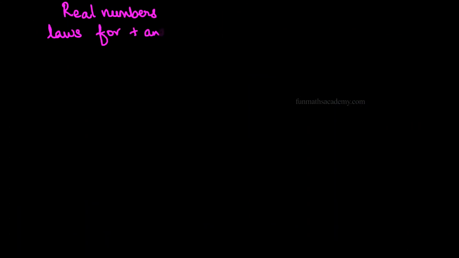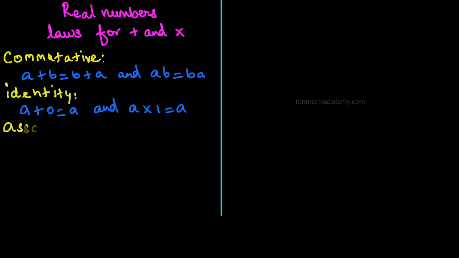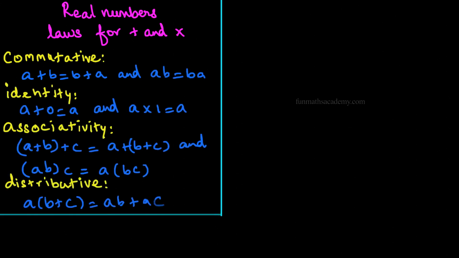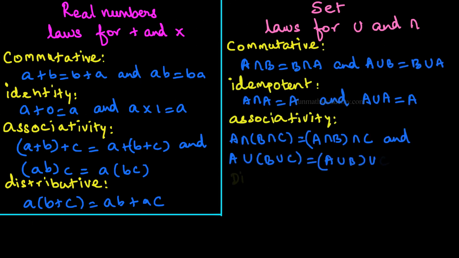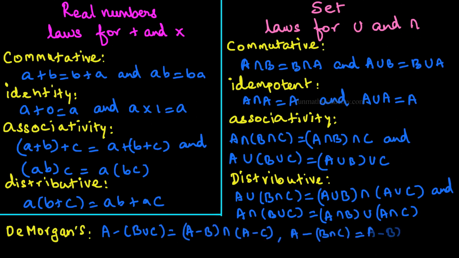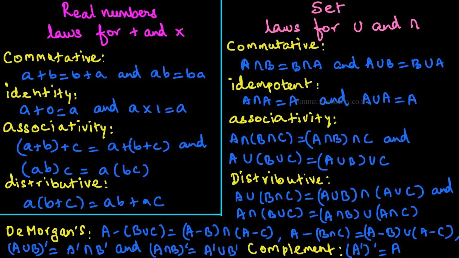Just like how for real numbers we have laws like commutative, identity, associativity, and distributive, same way for sets also we have laws like commutative, idempotent, associativity, distributive, De Morgan's law for set difference, and De Morgan's law of complementation. The difference is that in real numbers we have addition and here in sets we have union, and instead of multiplication we have intersection here. These laws can be verified by drawing Venn diagrams for LHS and RHS, and we will see that they both are equal.